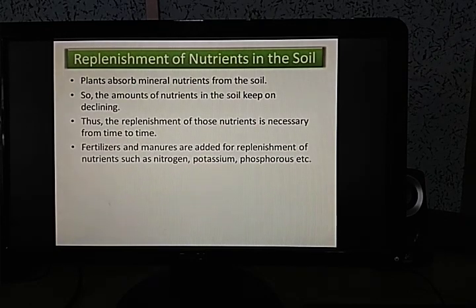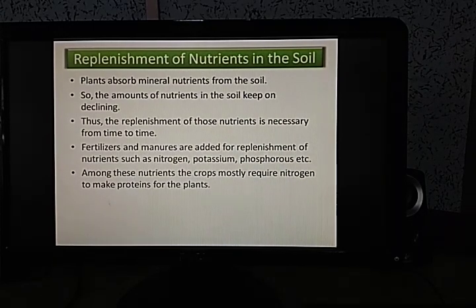So what to do? Fertilizers and manures are added for replenishment of nutrients such as nitrogen, potassium, phosphorus, etc. What do we generally do? We see the farmers using fertilizers and manures like cow dung. So what these do is that they help in the replenishment of the nutrients, such as nitrogen, potassium, phosphorus, etc. There are also other nutrients essential, but these are some of the important ones which I have given. So this is very clear that using the fertilizers and manure, they replenish.